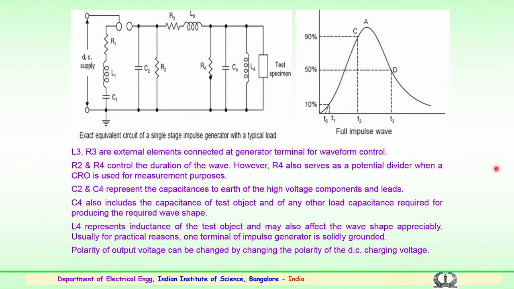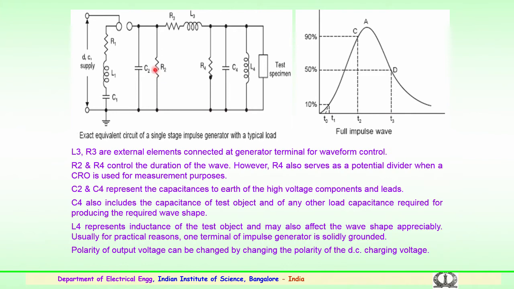So, the waveform, whether it is 1.2/50 or 250/2500, is controlled by these tail resistors. However, importantly, R4 sometimes serves as a potential divider. With the help of a small resistor, you can tap the voltage and use it as a potential divider, connected to a CRO for measurement purposes where a divider is not available.